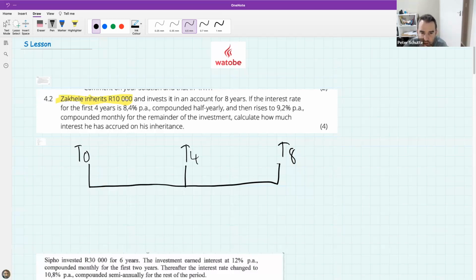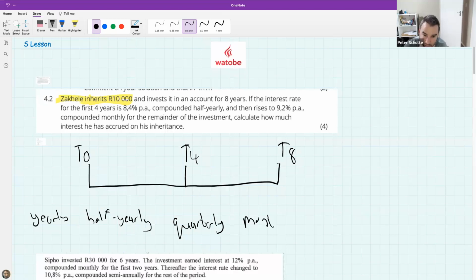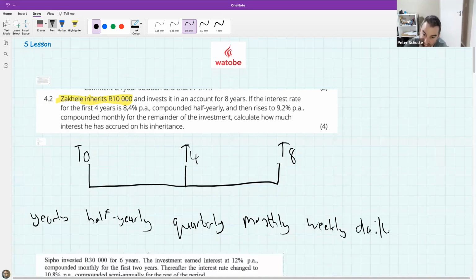Okay, Nompilo has asked a really good question. What does half yearly really mean? If you imagine we have yearly, we have half yearly, or sometimes they say semi-annually. We have quarterly. We have monthly. We could have weekly. And we could have daily. Now, a year or an annum is just basically what it sounds like. And normally our interest rates are given as per annum. So let's say, for example, 0.084 per year.